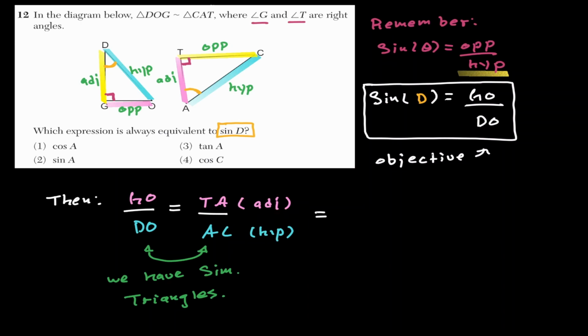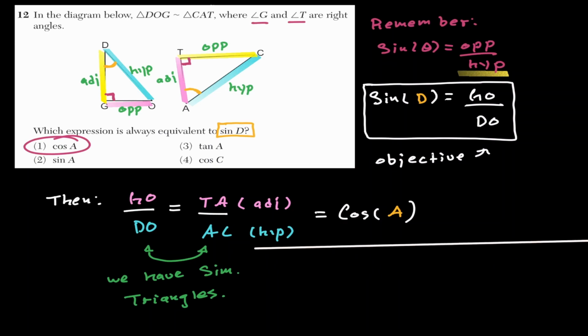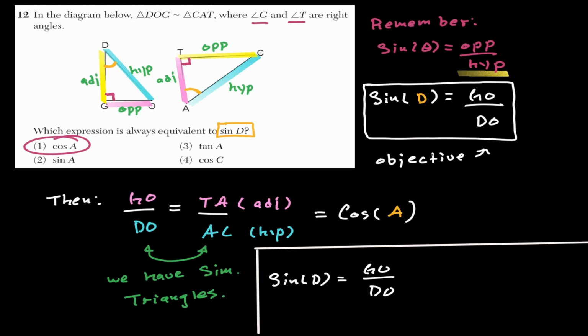Adjacent divided by hypotenuse, that is cosine. So now we can say that this expression is equivalent to the cosine of our reference angle. And right now, we're using angle A. So we are done. That is option number 1. Let's just summarize what we have said here. We started with the sine of D, and that was equivalent to GO divided by DO. But because we're working with similar triangles, that's equivalent to TA divided by AC. But TA divided by AC is the adjacent divided by the hypotenuse in the triangle on the right when we are working with angle A. So now we can say that sine of D, which is where we started, is equivalent to cosine of A, which is option number 1.